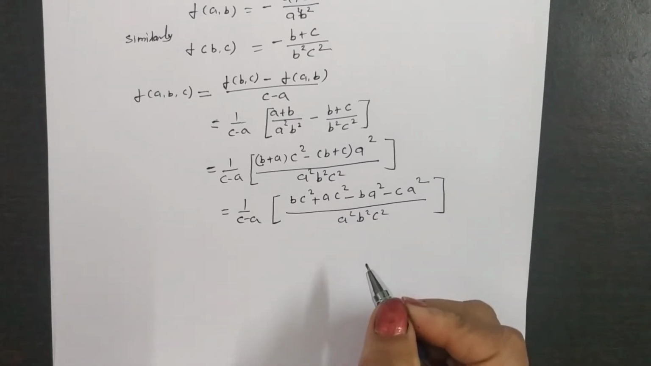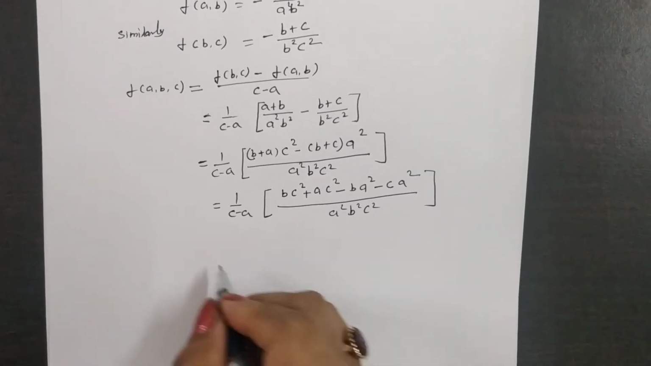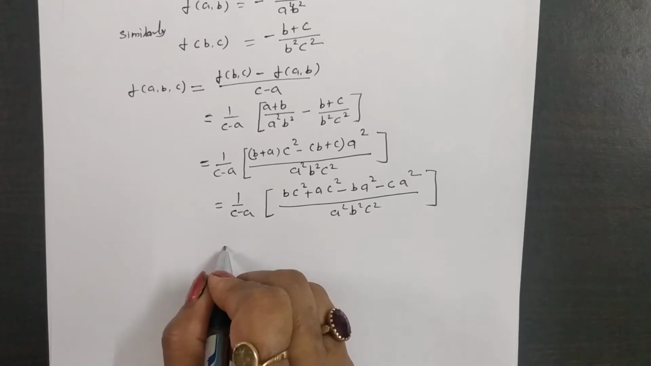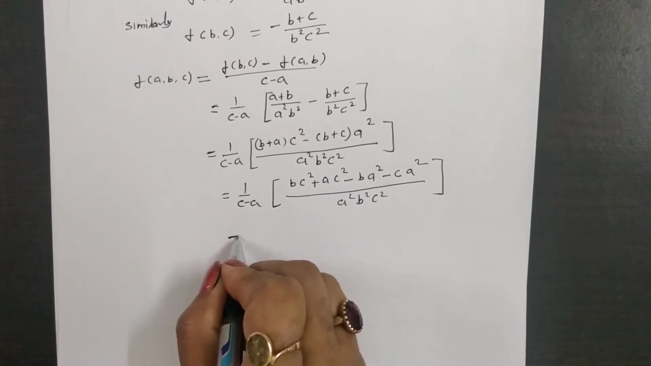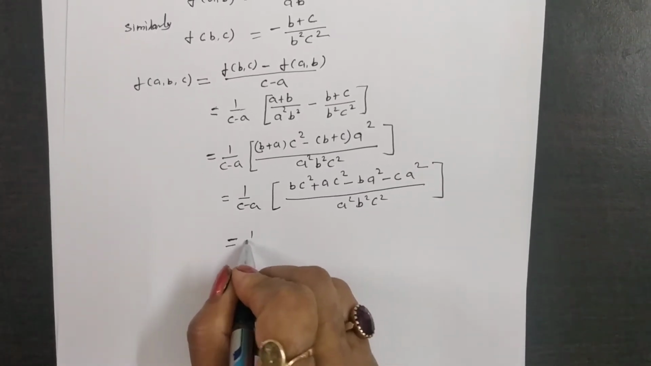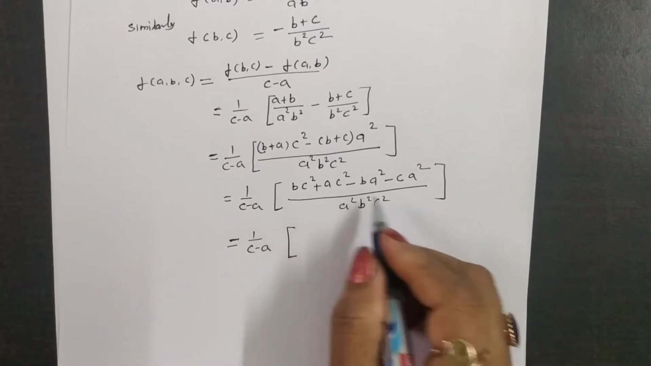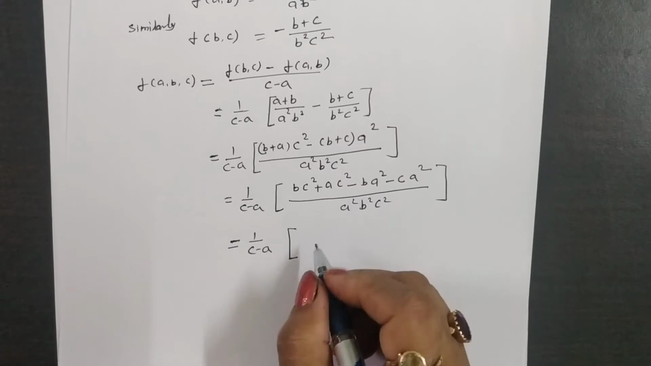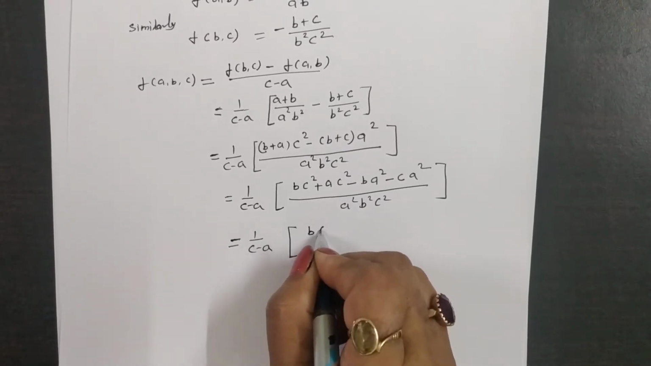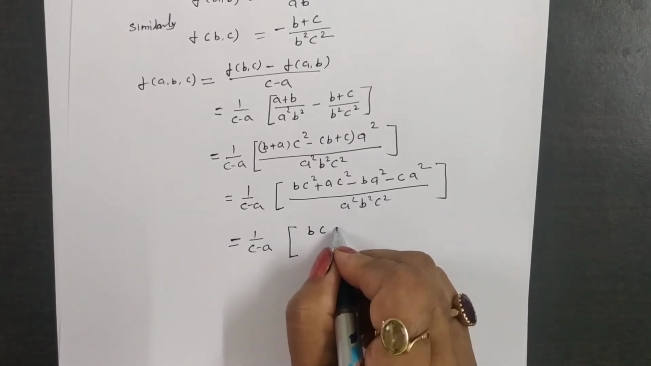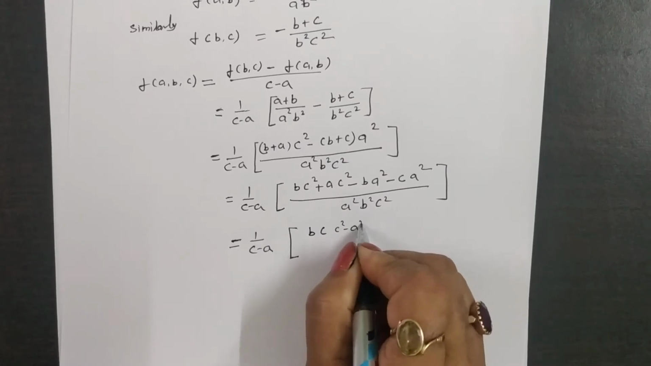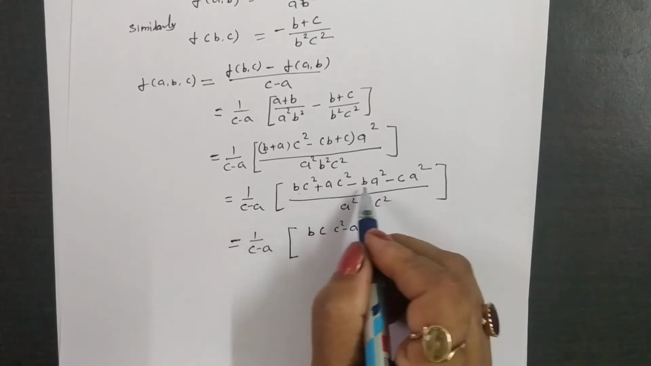Then this can be written as, if you solve this equation, again equal to 1 by c minus a, and here is b times c square minus a square, plus a c square minus a square times something, from here and here.